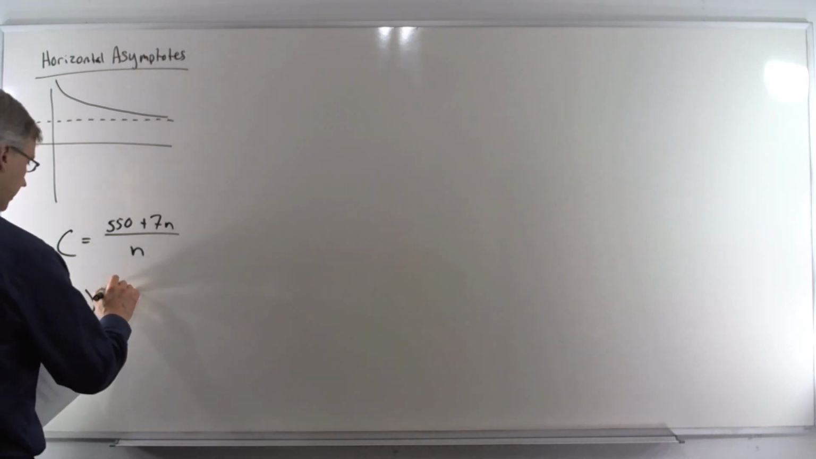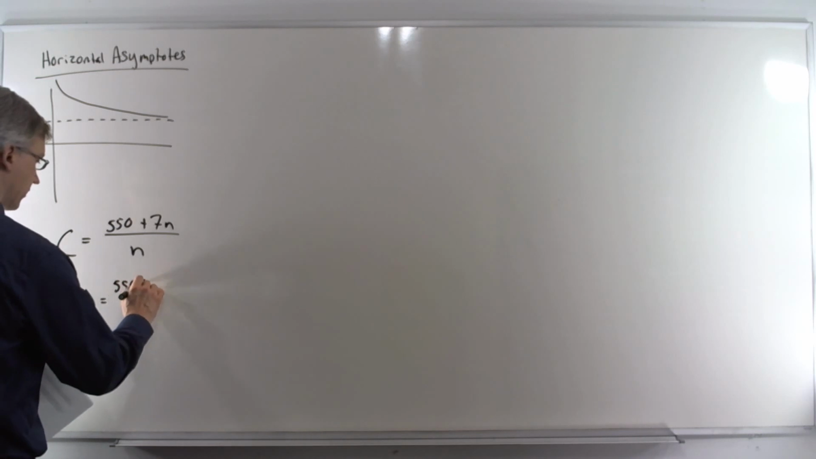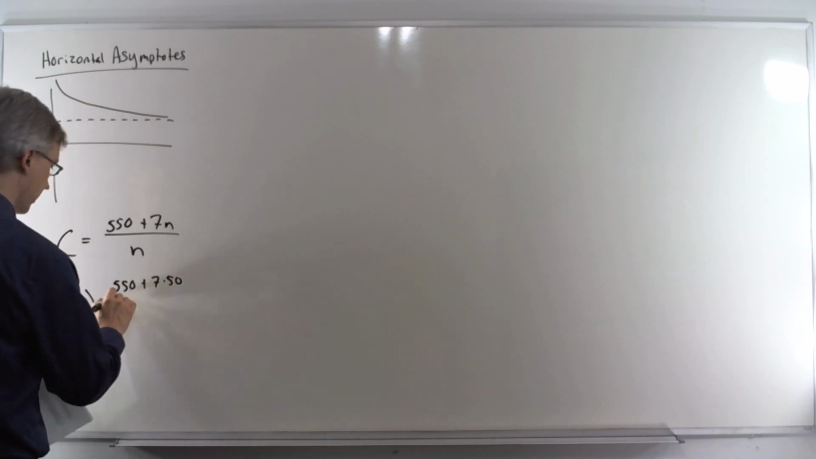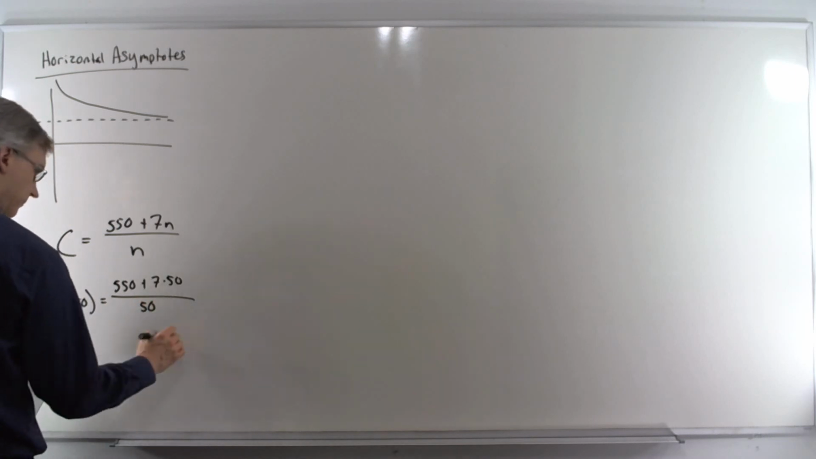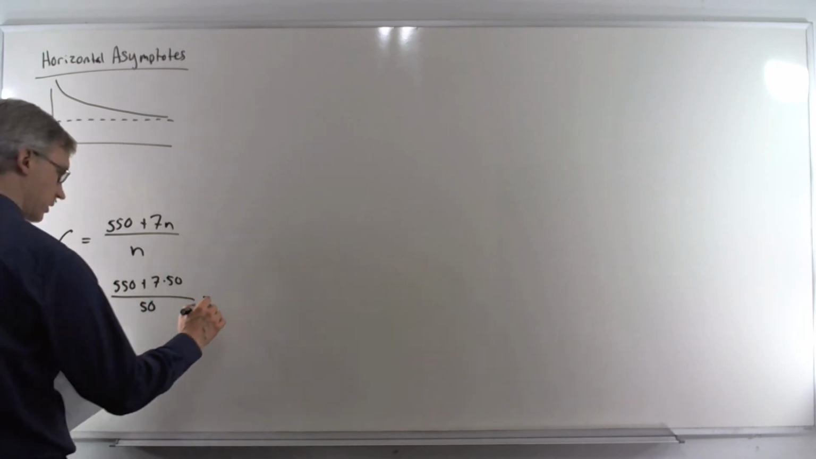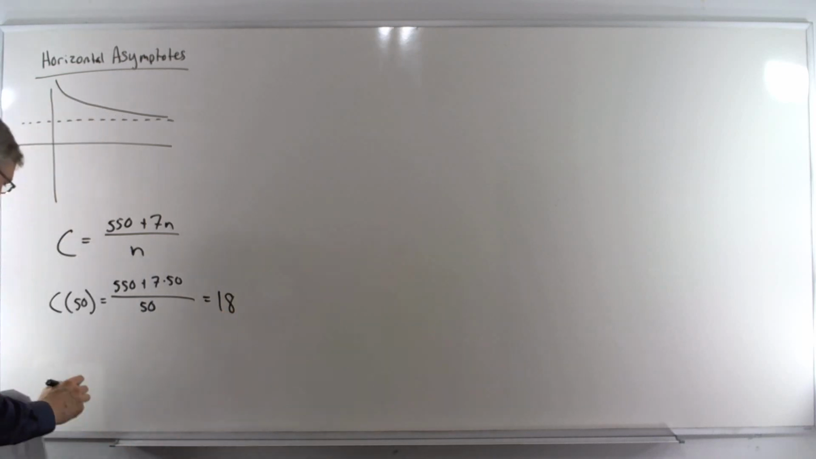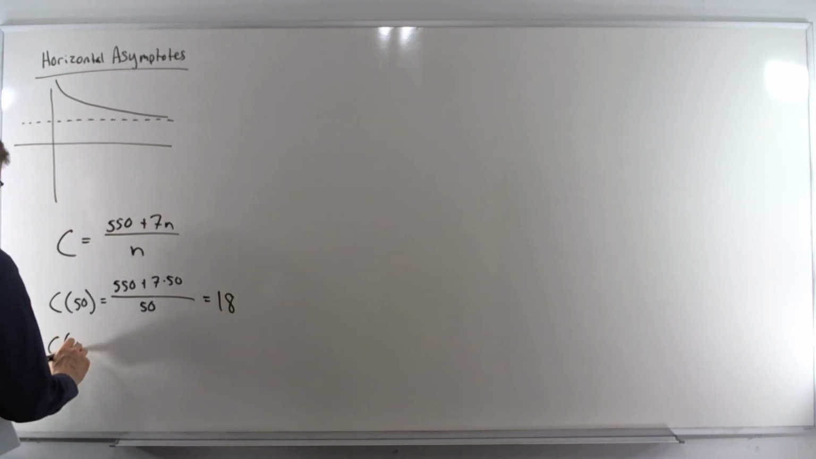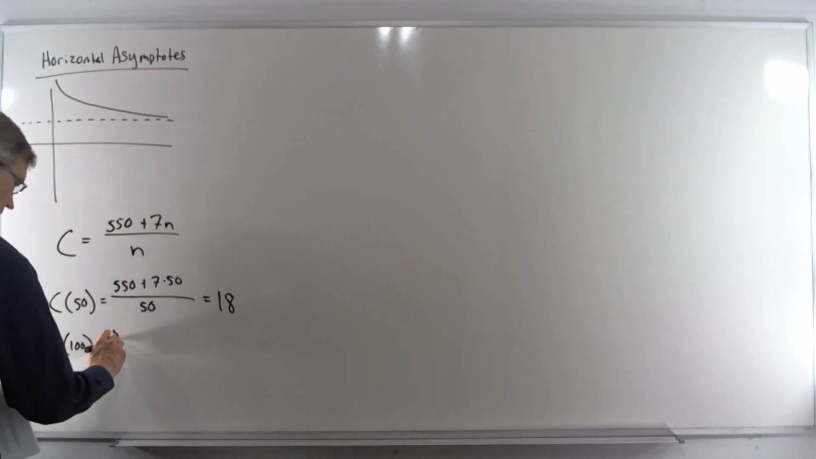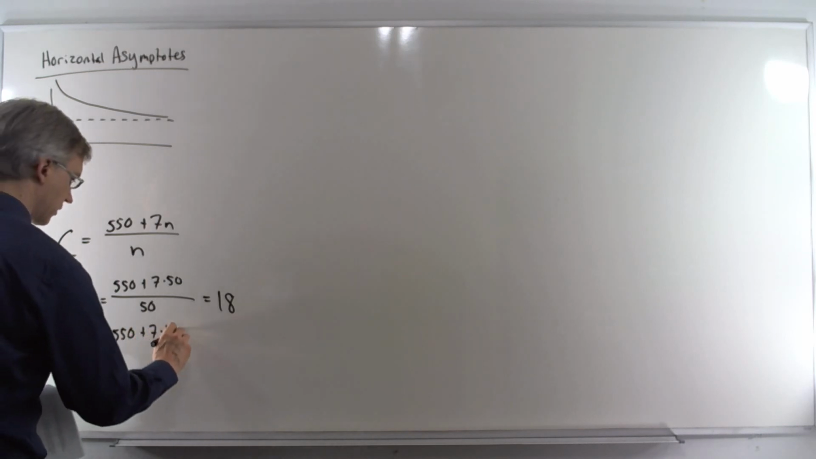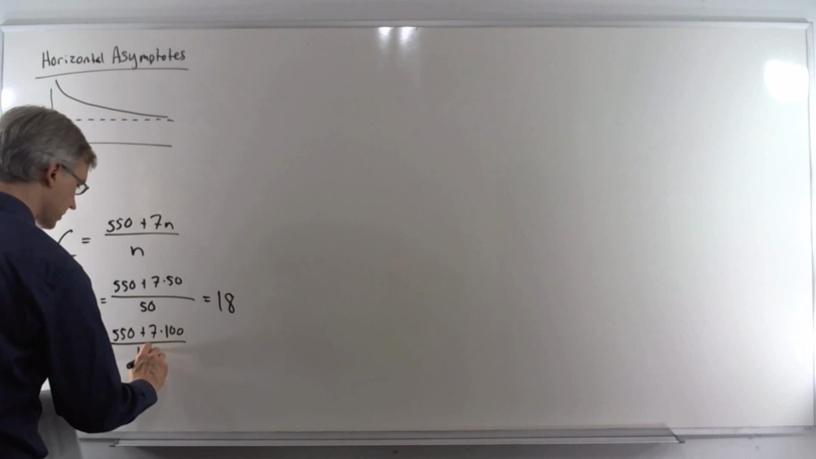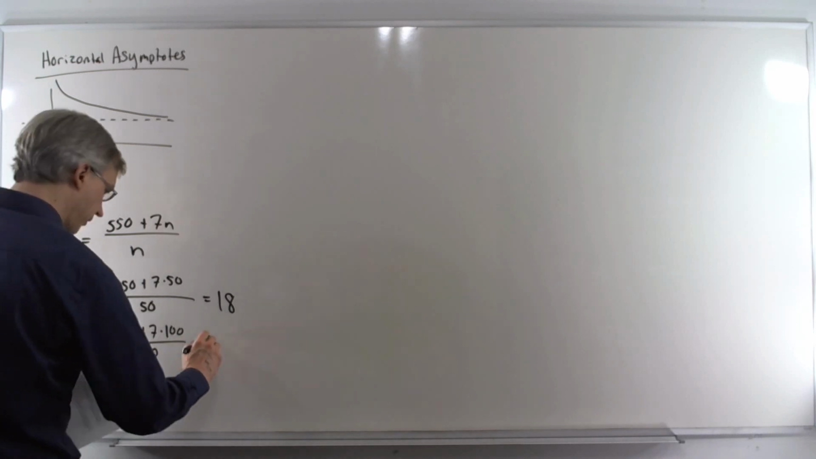Okay, so now we're going to plug in 50 for n, so we get (550 plus 7 times 50) over 50. And calculating that out, that gives us 18. C of 100. We're going to plug in 100 for the n's, and that gives us 12.5.